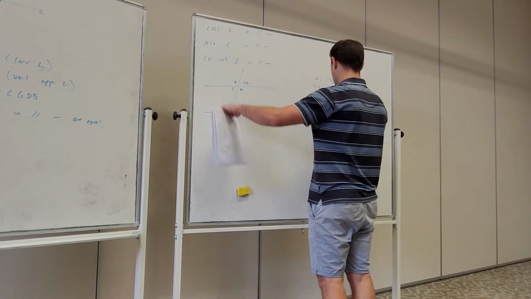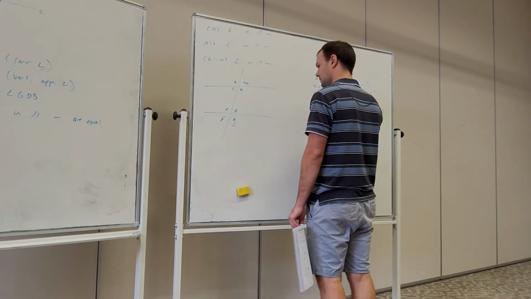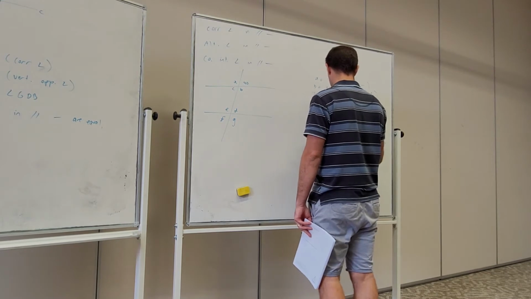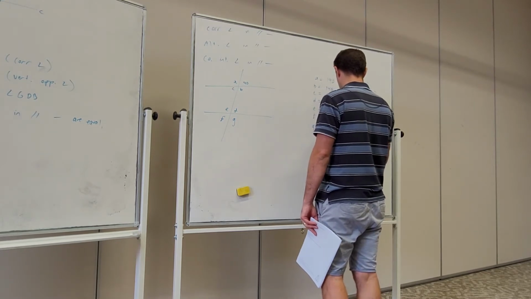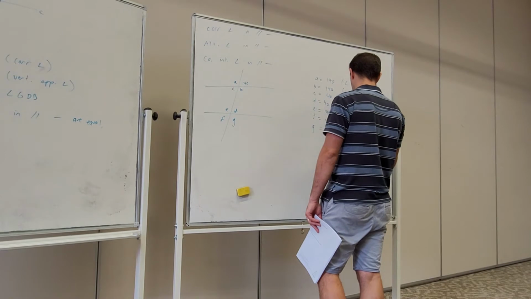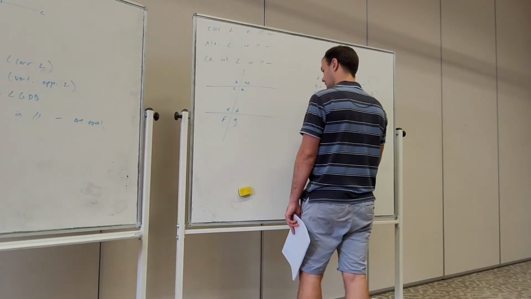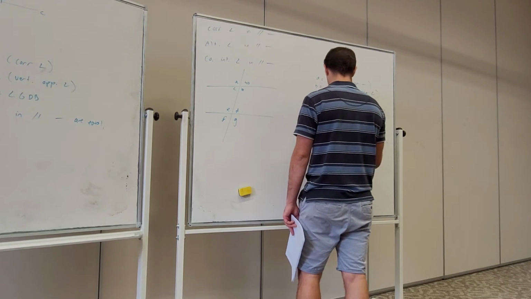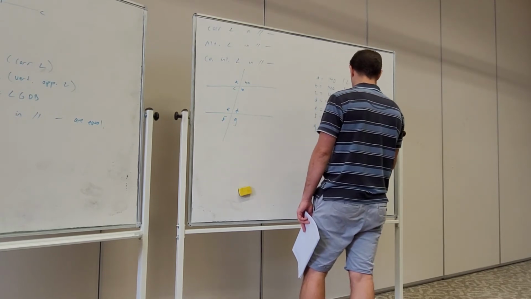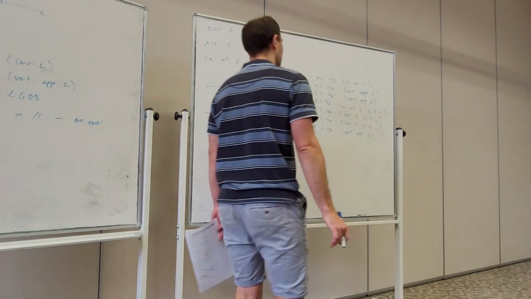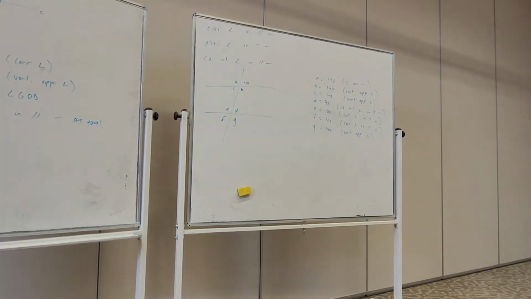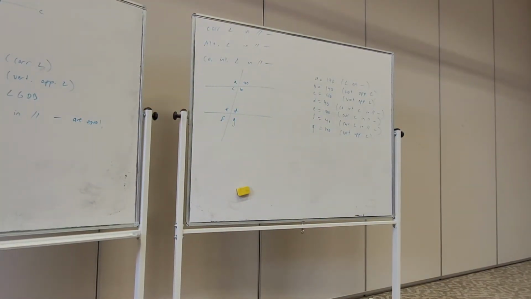F corresponds with C. So F is going to be 40 for the same reason. And G can be 140 because it's vertically opposite. Okie dokie.